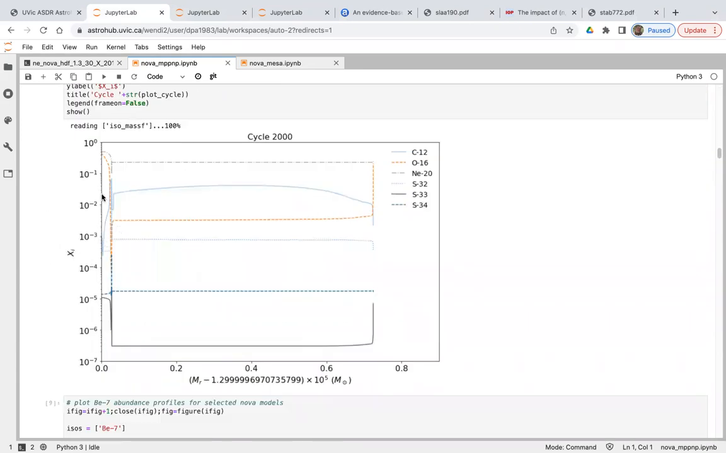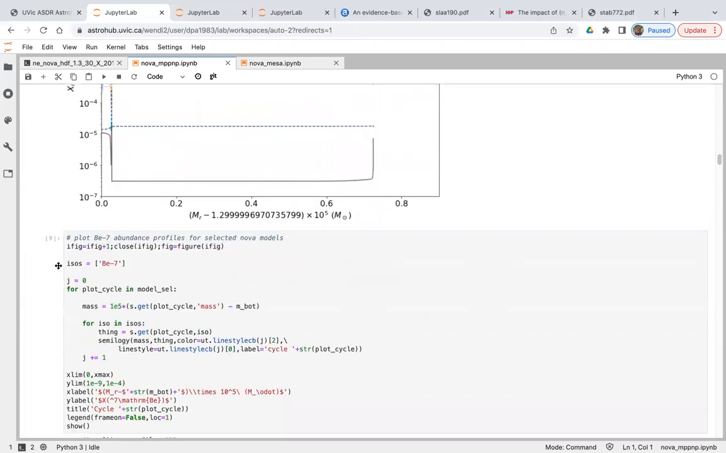Then other cells make plots like mass fraction of various isotopes as a function of this fancy mass coordinate. But these are results already from multi-zone NuGrid post-processing, not from MESA stellar evolution simulations. Of course, they can be compared. Usually they agree pretty well.